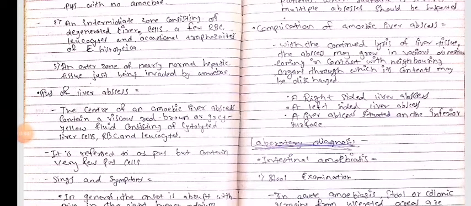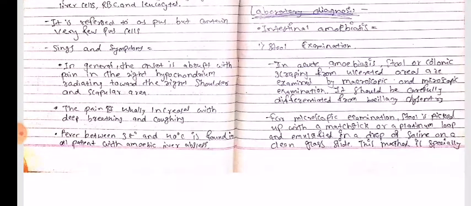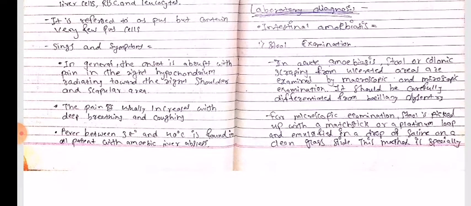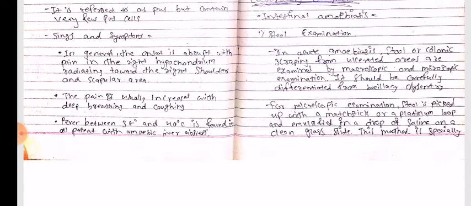Laboratory diagnosis: intestinal amoebiasis. Stool. In acute amoebiasis, stool or colonic scrapings from ulcerated areas are examined by macroscopic and microscopic examination. It should be carefully differentiated from bacillary dysentery.